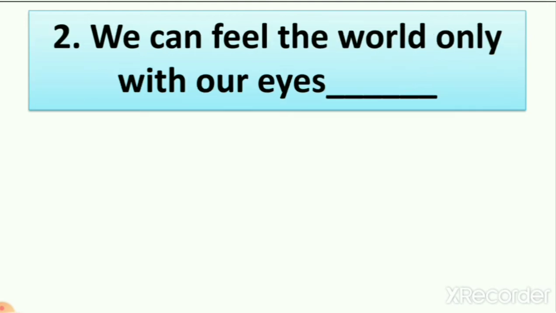So let's see our second sentence. We can feel the world only with eyes. Now first, in this lesson we learn about our sense organs. We also learn that sense organs help us to feel the world around us, right? So we have five sense organs. So when you want to feel the world around you, what are you using? If you want to smell something, what are you using? Your nose. If a train is coming, what are we using? The voice of the train we can hear with the help of ears. We can feel the touch with skin, right?